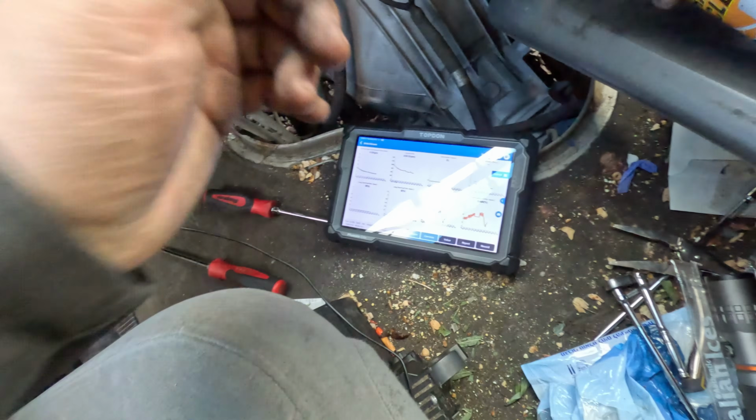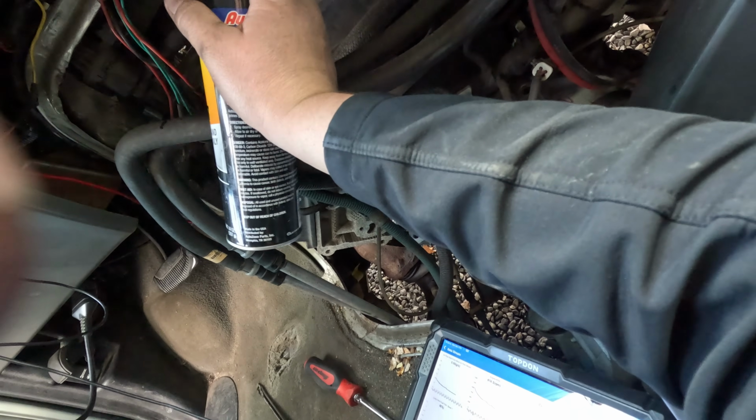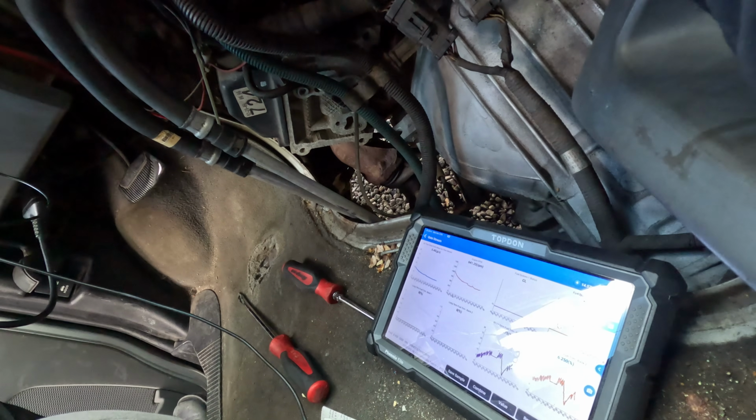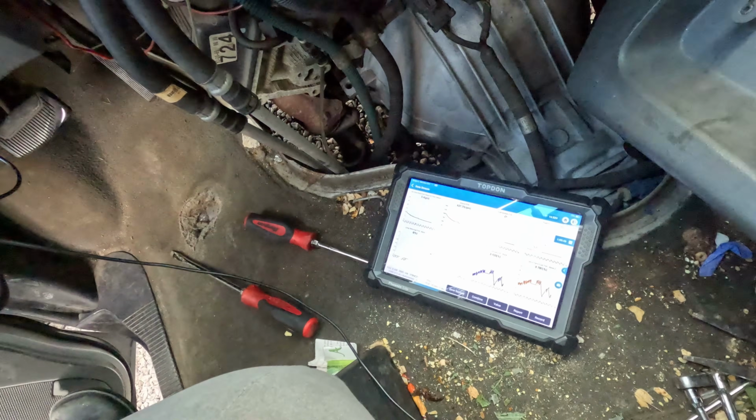See that? I'm going to spray the EGR again. Man, it goes shooting down. That's it. I'm calling EGR.